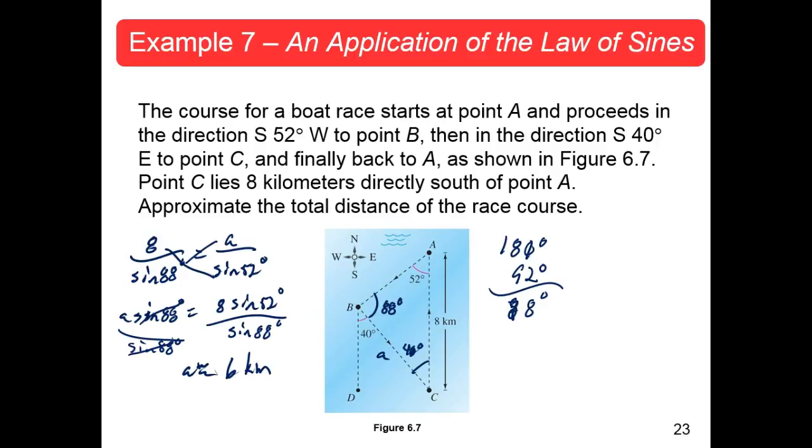Angle A is 52 degrees, so side A should be less than side B because angle B was 88 degrees. And sure enough, 6 is less than 8. So at least qualitatively, this makes sense. So this is going to be about 6 kilometers. Okay? And what now?